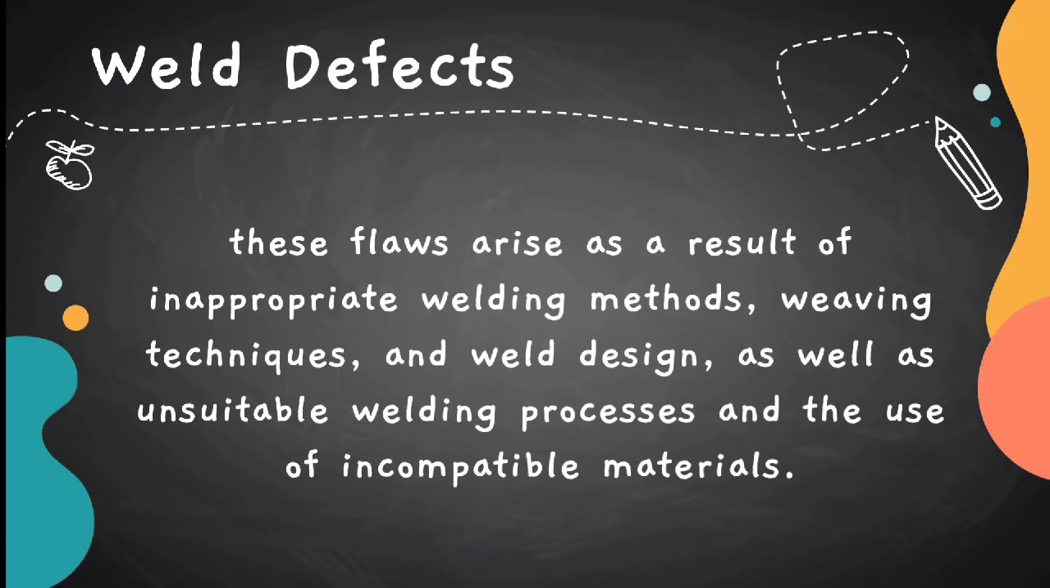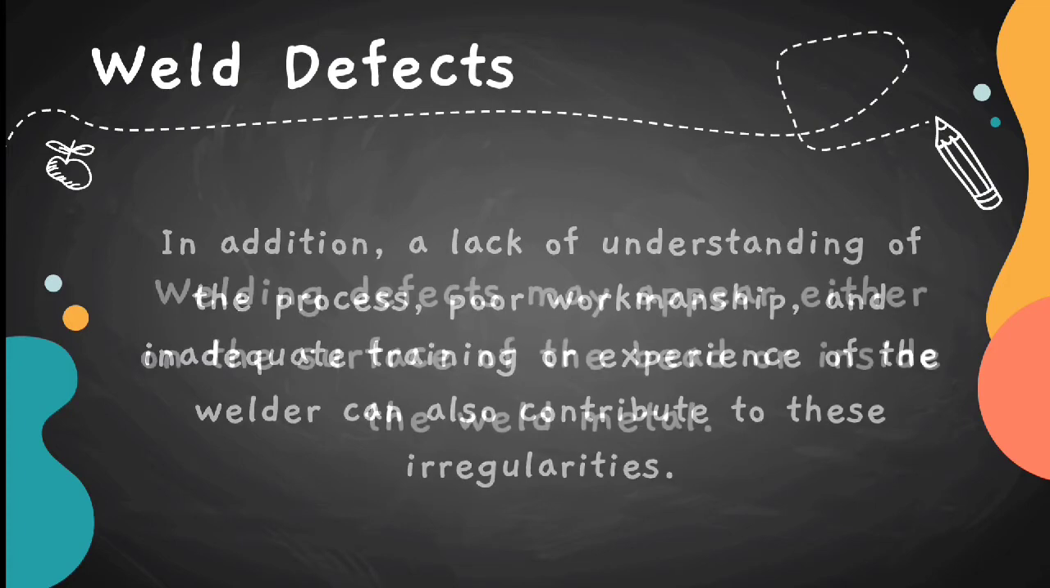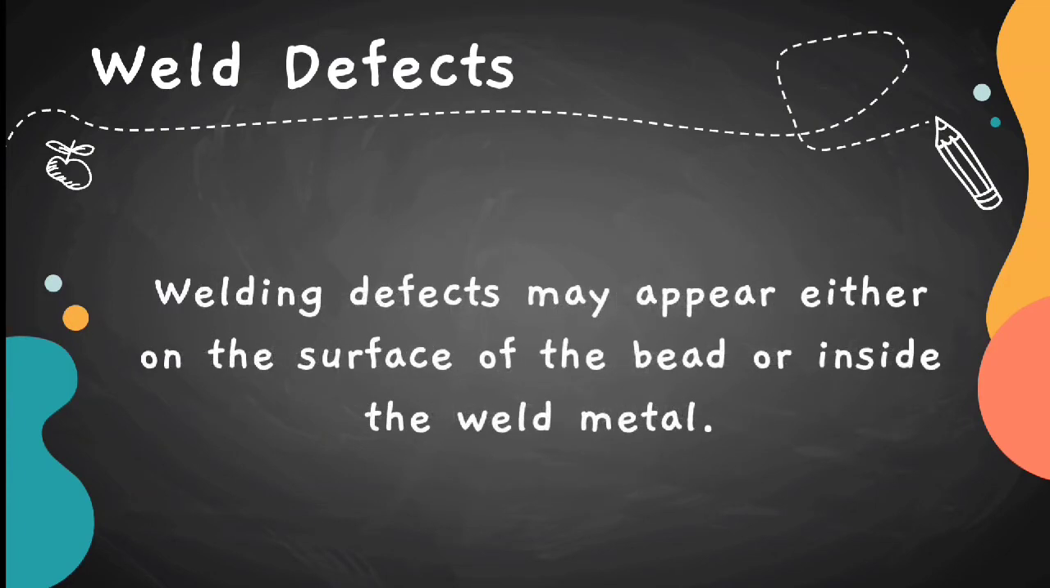These flaws arise as a result of inappropriate welding methods, weaving techniques, and weld design, as well as unsuitable welding processes and the use of incompatible materials. In addition, a lack of understanding of the process, poor workmanship, and inadequate training or inexperience of the welder can also contribute to these irregularities. Welding defects may appear either on the surface of the bead or inside the weld metal.